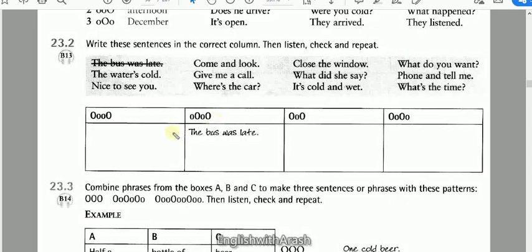So, for example, number 1, the bus was late. The bus was late. So, the bus was late. The bus was late. You can't see the first column?